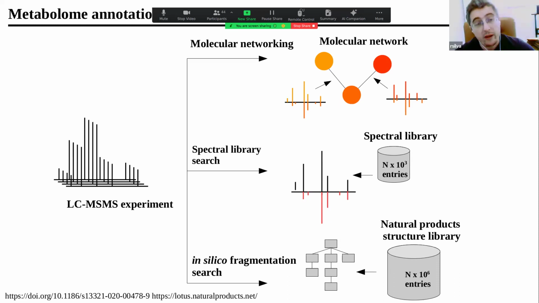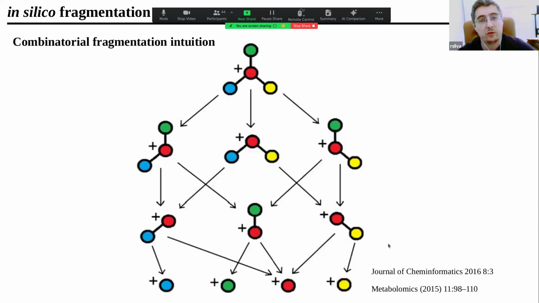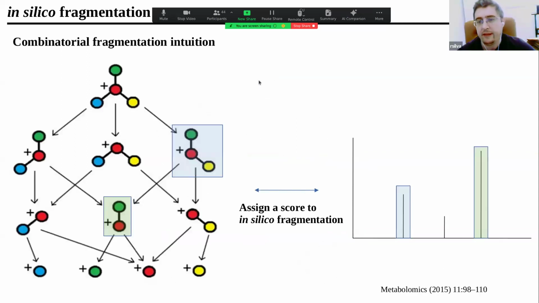There are different ways we can use these structural libraries. One of those is using combinatorial fragmentation. The idea is very simple. If we have like a schematic representation of a structure here, we could break every bond of this structure and compute what would be the fragment we could generate breaking this bond. Then we can compare with our experimental mass spectra and see if we have matching peaks to these fragments that we generated.